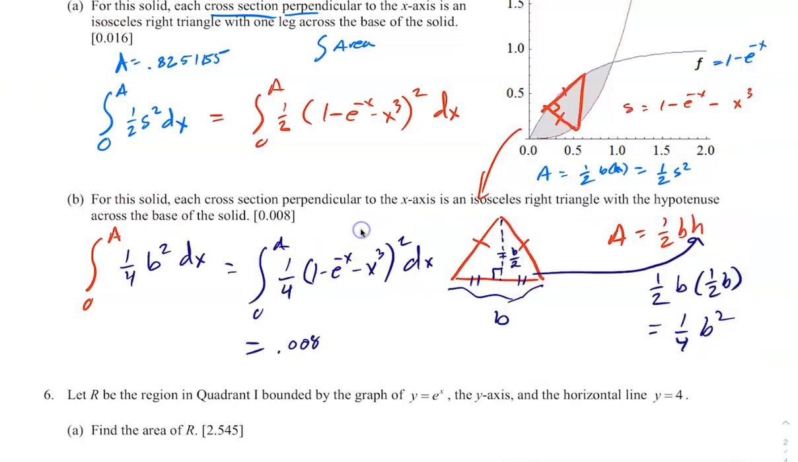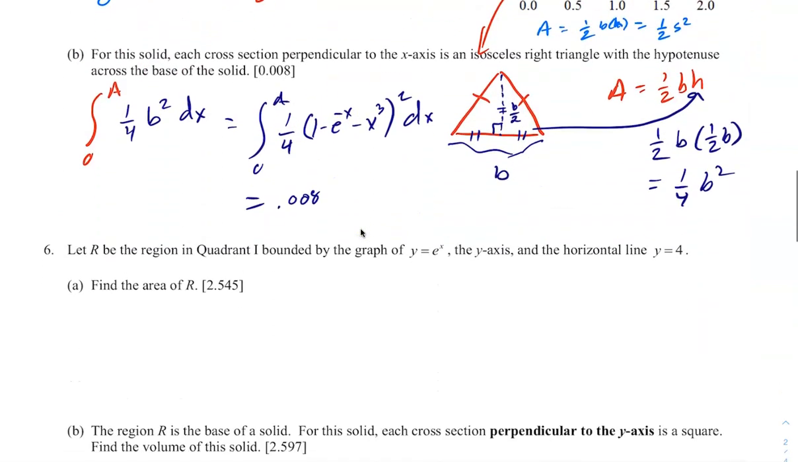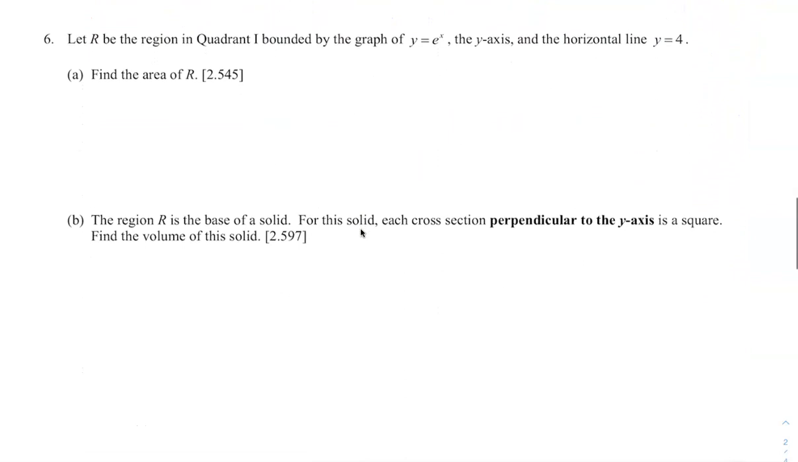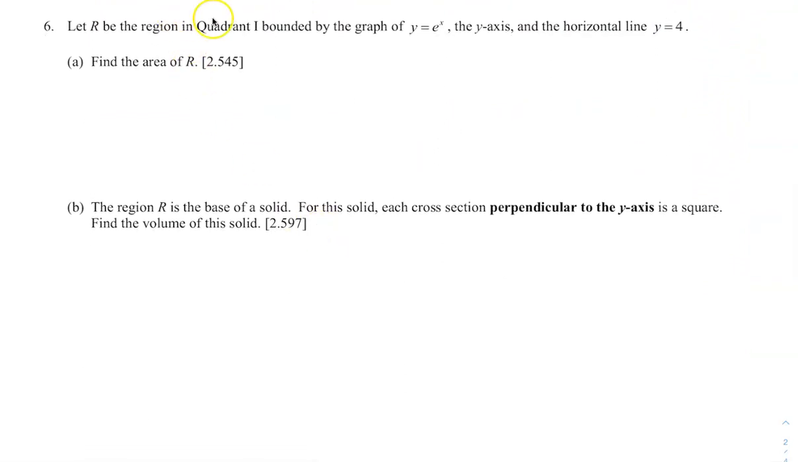Yeah, it's a little annoying. That's probably the most annoying one yet. Next one, until we get to these. Let R be the region in quadrant 1 bounded by the graph of y equals e to the x, the y-axis, and the horizontal line y equals 4. Find the area of R.